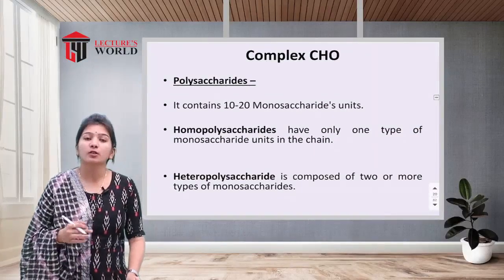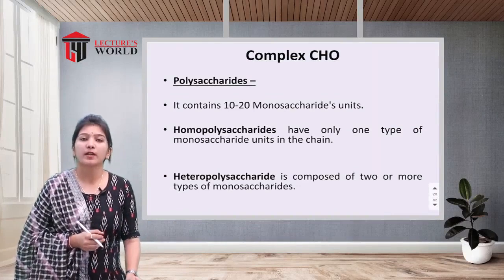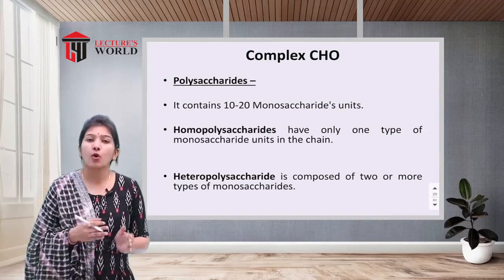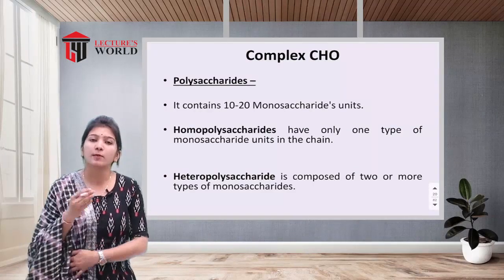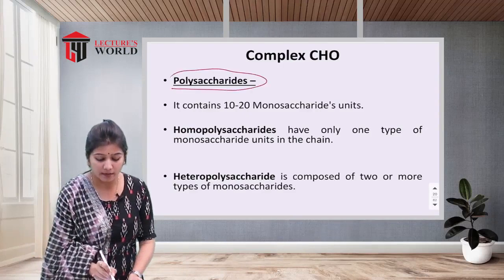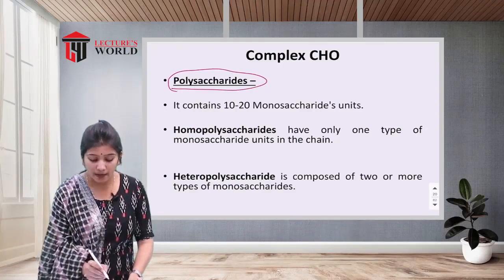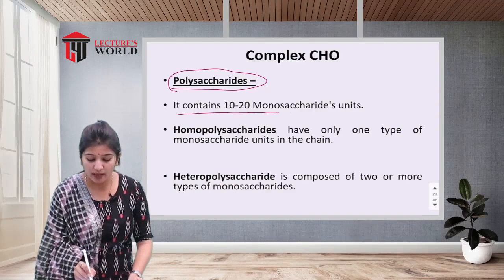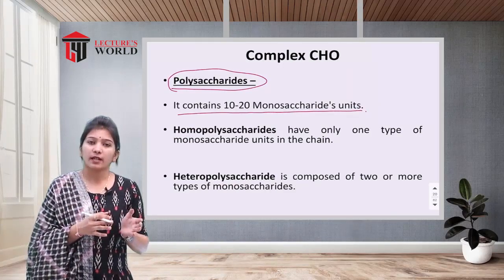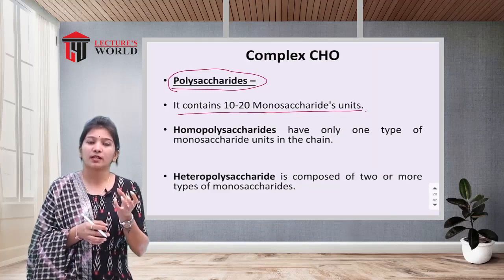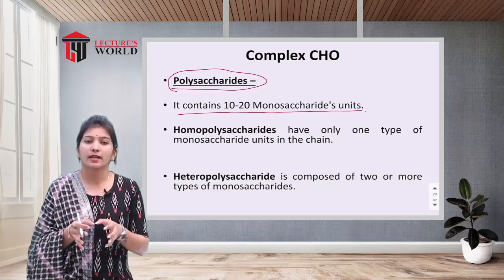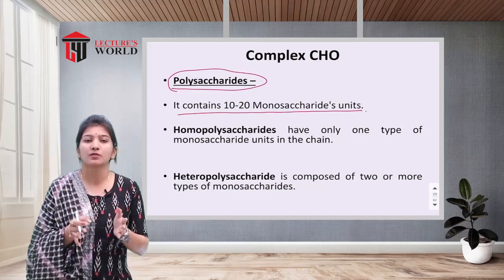Now we will talk about complex carbohydrates. We have completed simple carbohydrates, so now it's time for complex carbohydrates. Complex carbohydrate has one type, that is the polysaccharides. It contains 10 to 20 monosaccharide units. It is the same as oligosaccharides, but the number of monosaccharide units is less in oligosaccharides, while in polysaccharides there are several monosaccharide units.